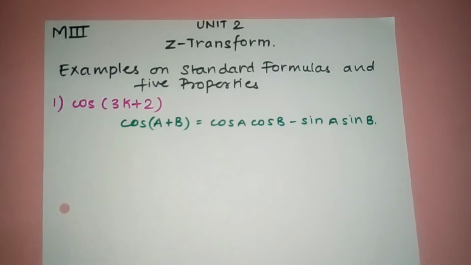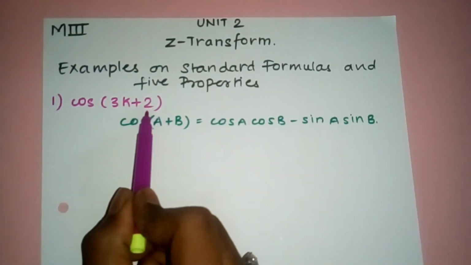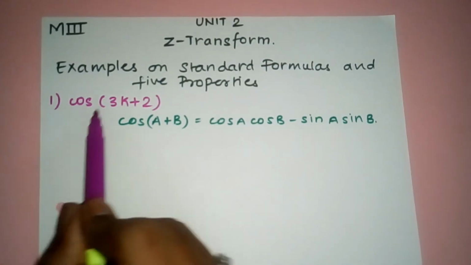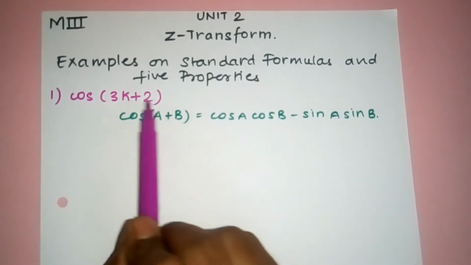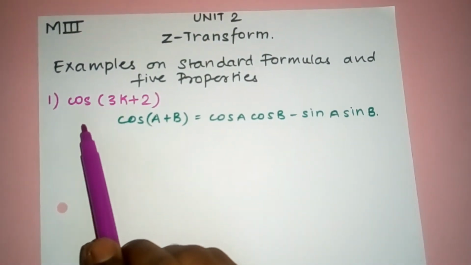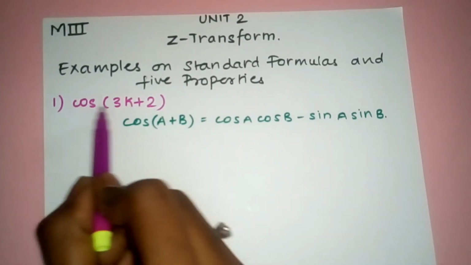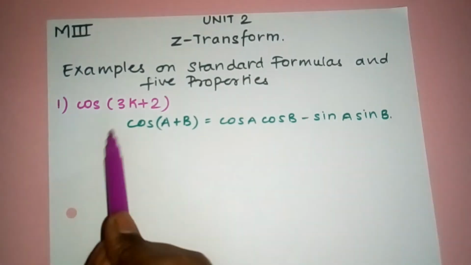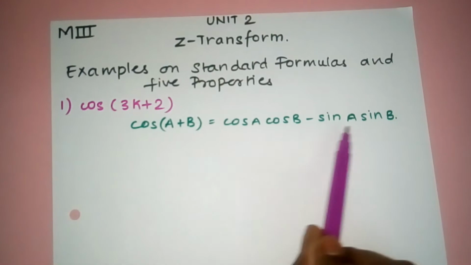So in this particular video I am taking the first sum, cos(3k+2). Now this is just an example. I will teach the sums of properties and standard formulas later, but first we'll look into this example so that you understand how to solve the sums of Z transform. The question given is cos(3k+2), so it is like cos(a+b), so we can put this formula.